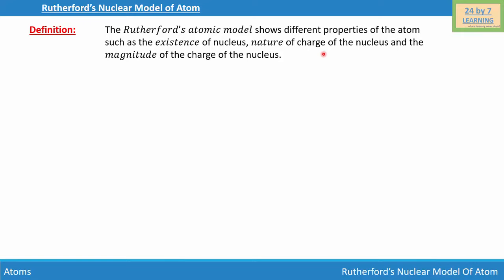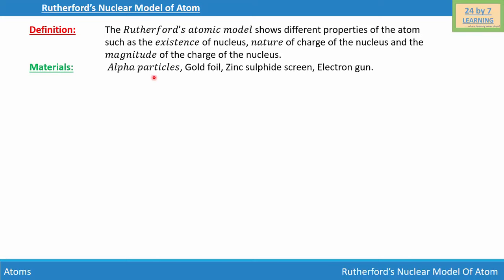In order to explain Rutherford's nuclear model of atom, I'm going to use some materials. My materials are alpha particle, gold foil, zinc sulphide screen, and electron gun. I'm going to use all this information to draw a figure.